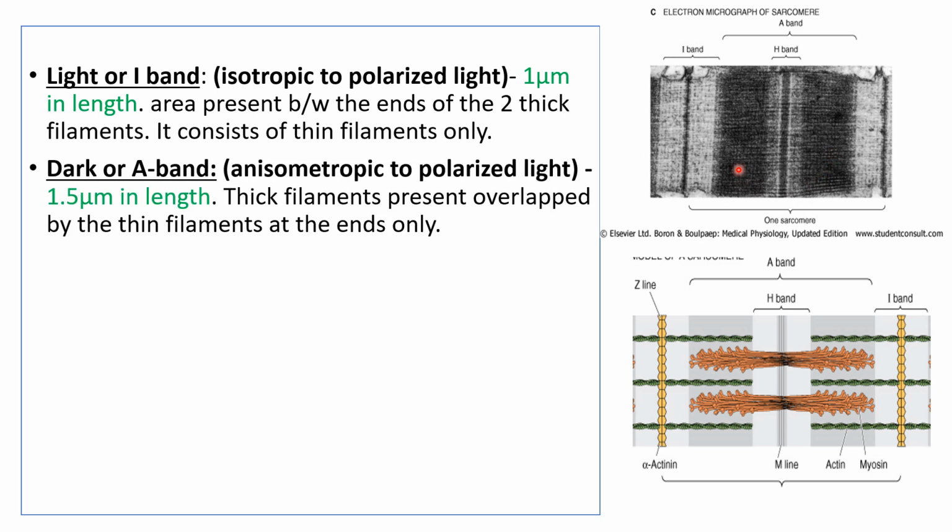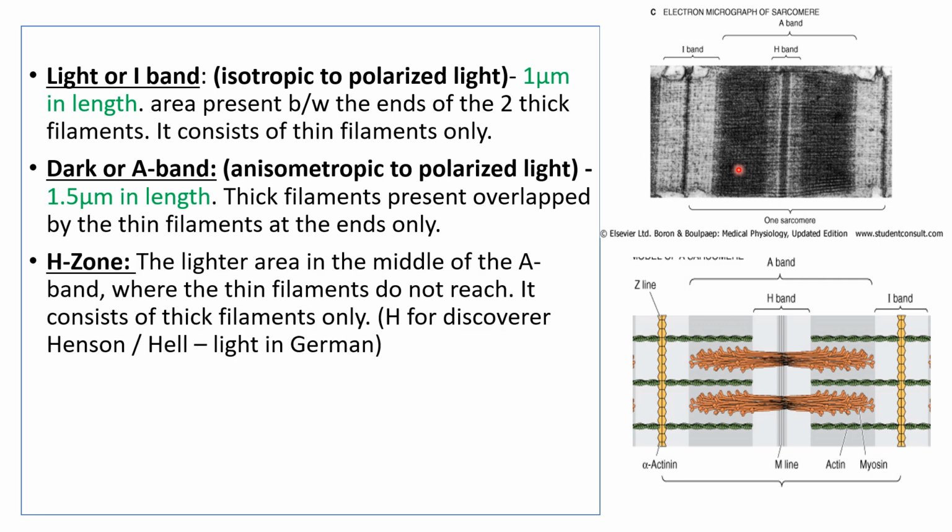Then the A band, which is anisotropic to the polarized light, is the area which is present where the thick and thin filaments overlap. Then we have the H zone. It is a lighter area in the middle. It is produced in the middle of the A band where the thin filaments are not present. It consists of only and only thick filament.